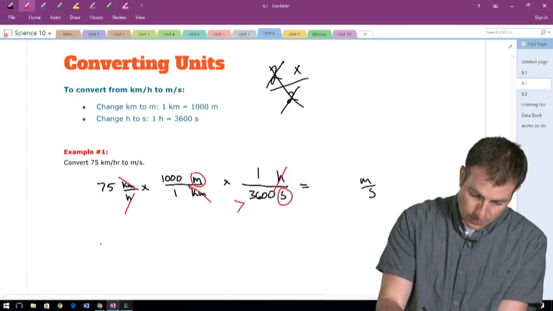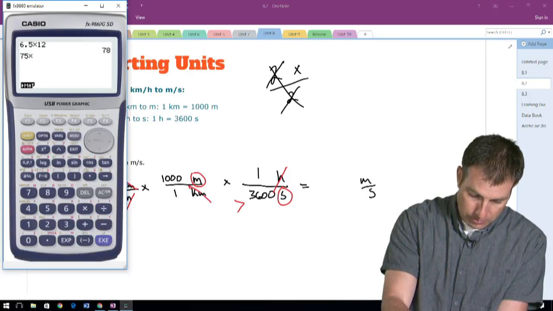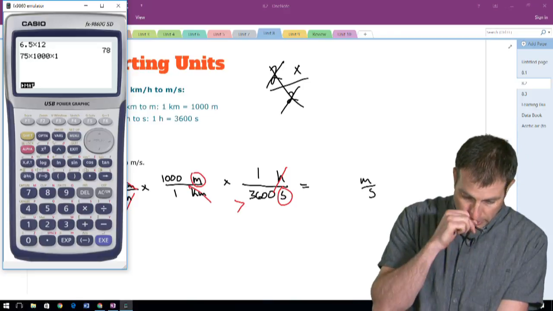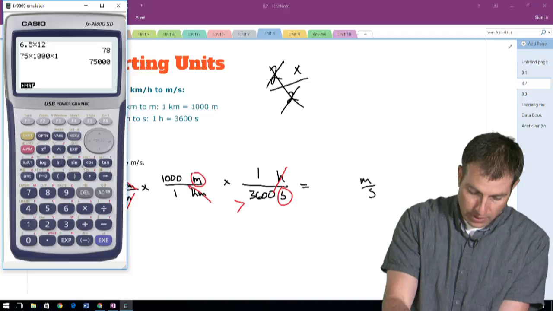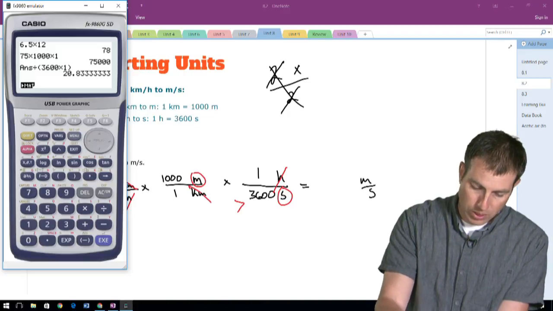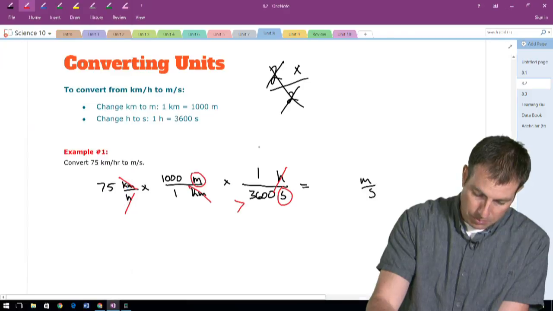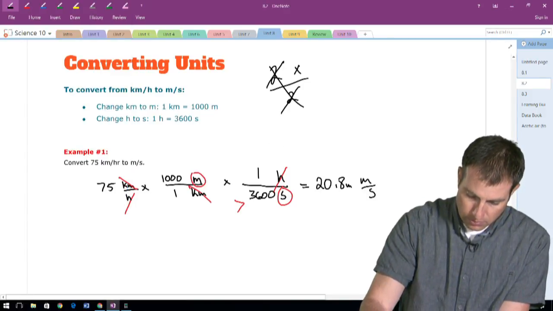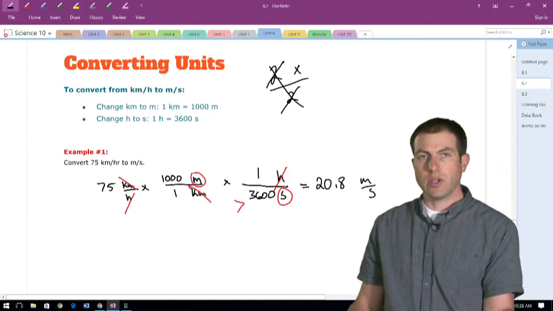So my calculator, 75 times 1,000. I don't really need to multiply by 1, but I can. And I'm going to see what that equals. And then I'm going to divide that by 3,600. And I'm going to divide it by 1. Another 1 on the bottom, but of course that's not going to do anything. And I end up with 20.8 meters per second. My units already. So there you go.